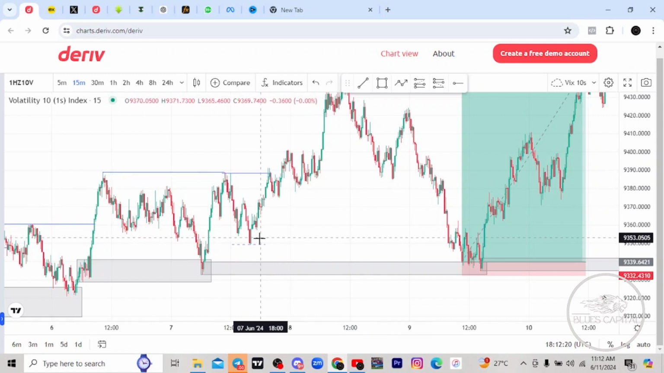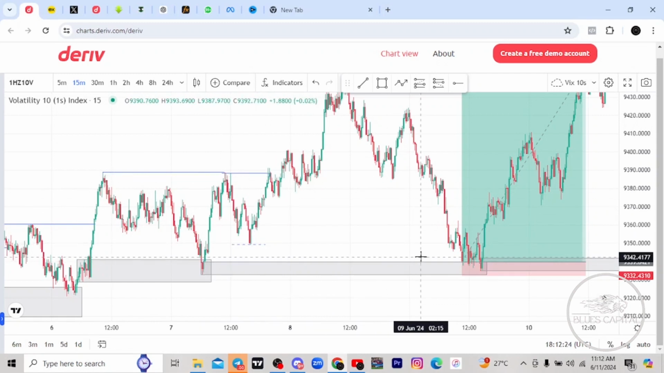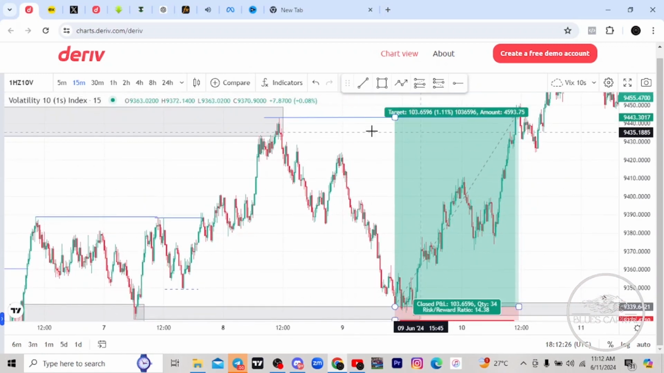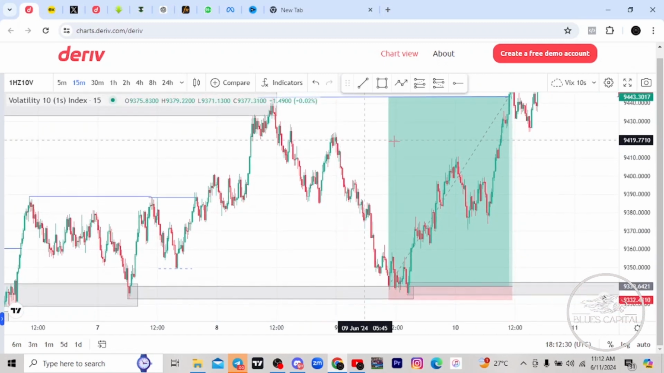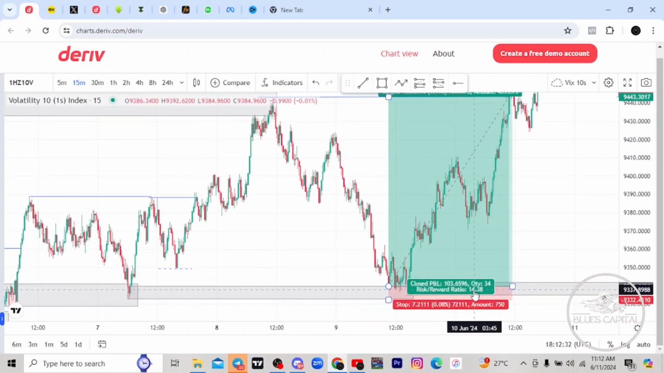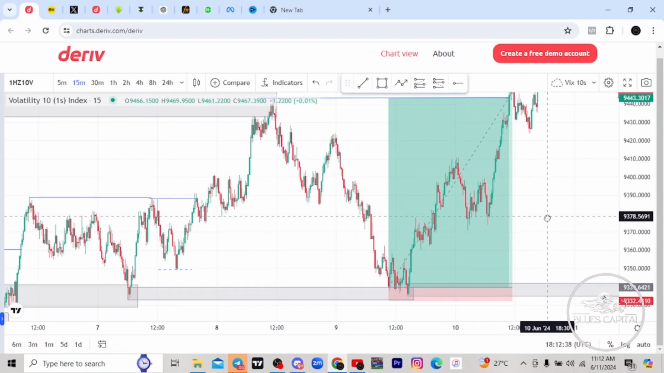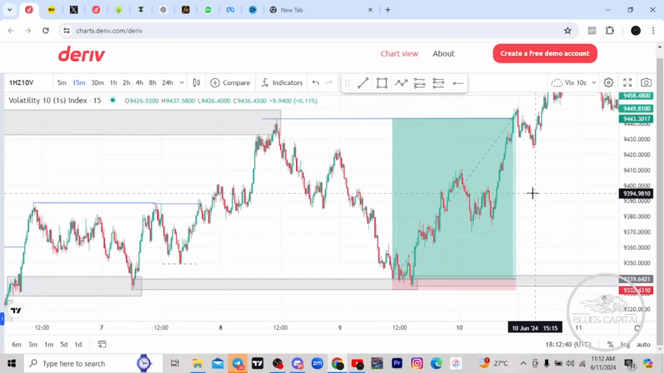So market took out this liquidity, mitigating this demand zone and pushed to the upside, targeting this previous high. This is over 14RR. You can see it, 14.38 RR. That's how we got this trade.